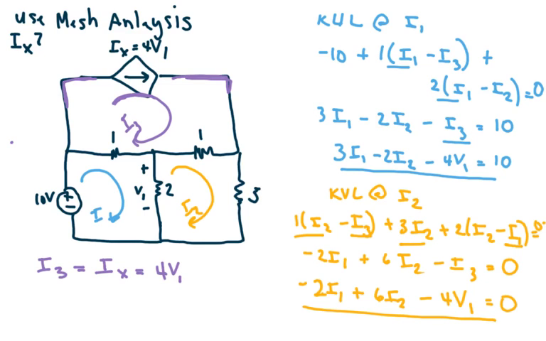Okay, so now we can go back and look at V1, and we know here that V1 is going to be 2 times (I1 minus I2). Now we can substitute that in for each of our equations. So now we can rewrite our equations.